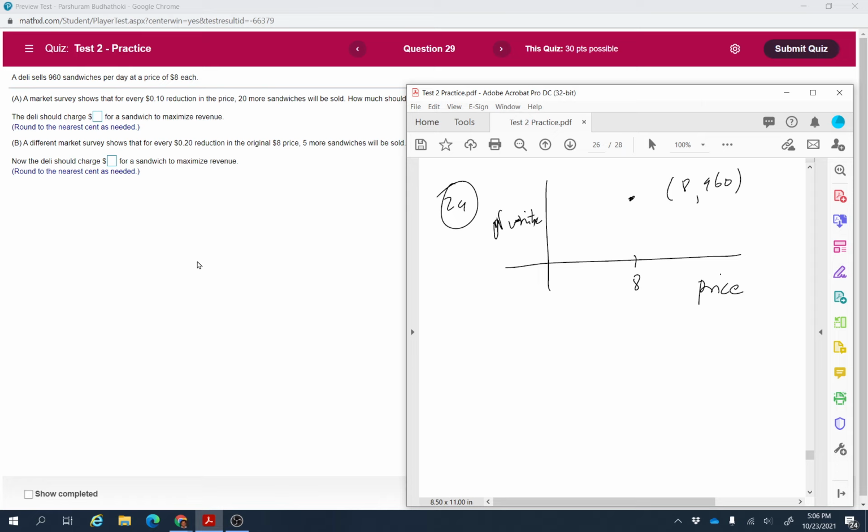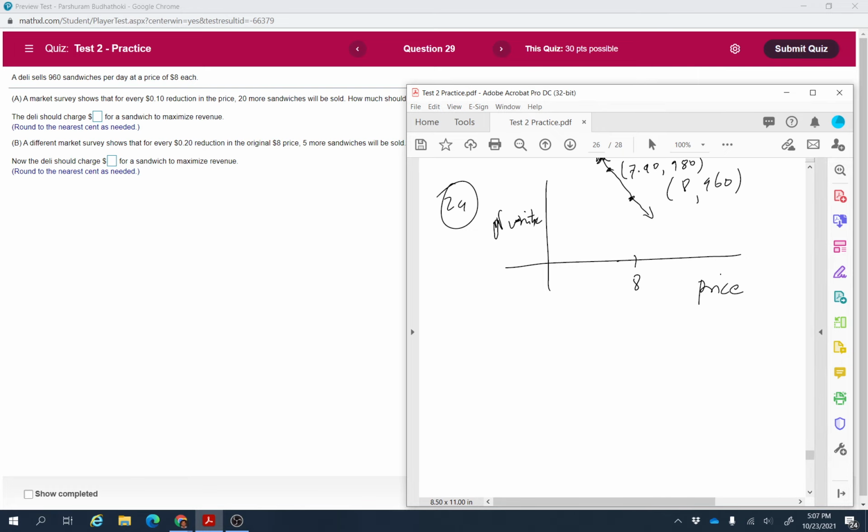Now the first part: a market survey shows that for every 10 cents reduction, meaning instead of $8 I make it $7.90, the number sold would go up by 20 more. So 960 goes to 980. So if I make the price $7.90, the number sold goes up and becomes 980. These are the 2 points. They give you the relation between price and number sold, and they are linearly related. So you need to find that relation first.